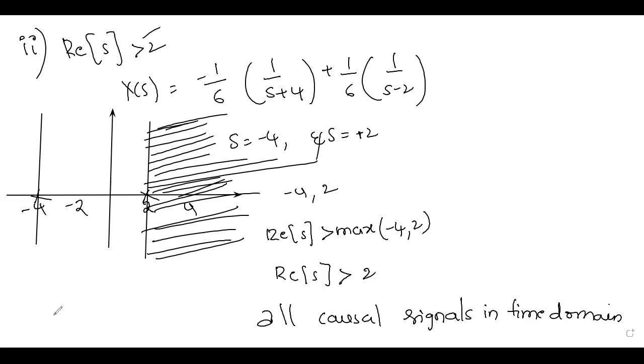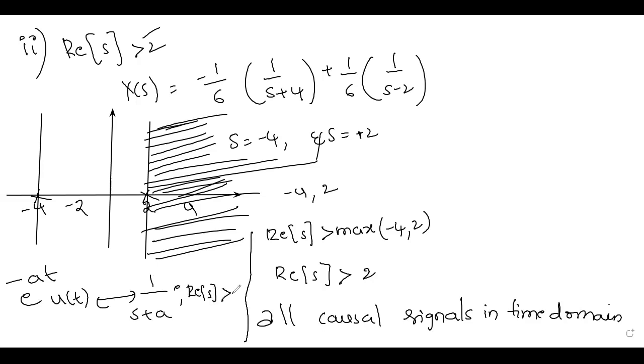Clear? All causal signals means what is the corresponding pair we have? e power minus at into u of t, causal signal. What is its Laplace transform? 1 by s plus a, where ROC is real part of s greater than its pole. Now tell me what is the inverse Laplace transform for this? All causal signals I have to select.